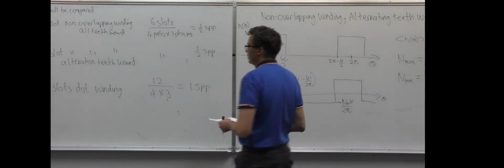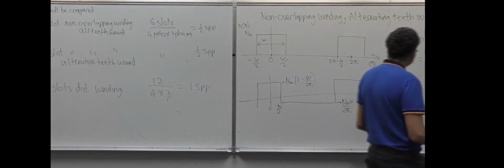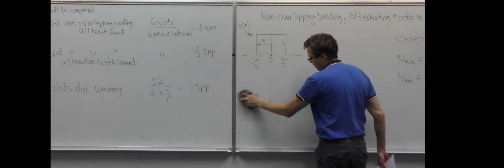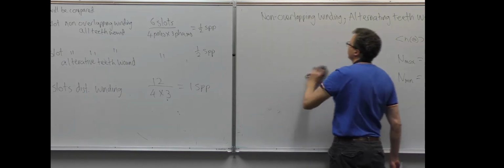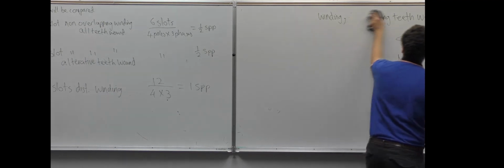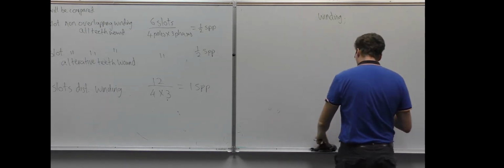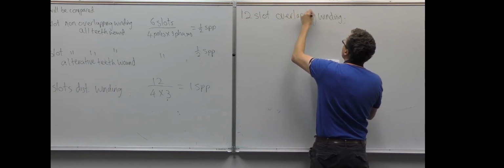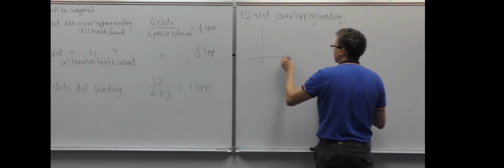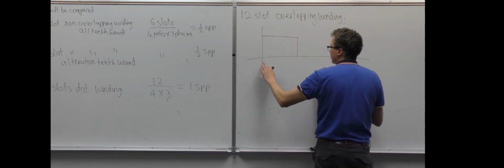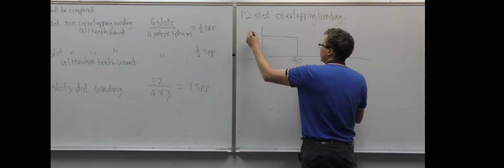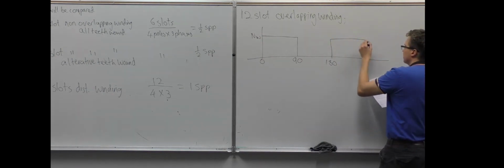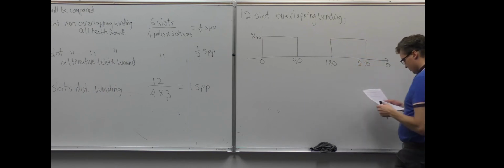Okay, and then the third design is the 12 slot distributed winding. And we've looked at that before. So that's our comparison. I want to use that as a comparison so we can look at the harmonics created by these other two. So we're having an overlapping 12 slot overlapping winding. So in that case, the winding function goes from 0 to 90, and then at 180 comes back up and goes to 270 and comes back down like that.